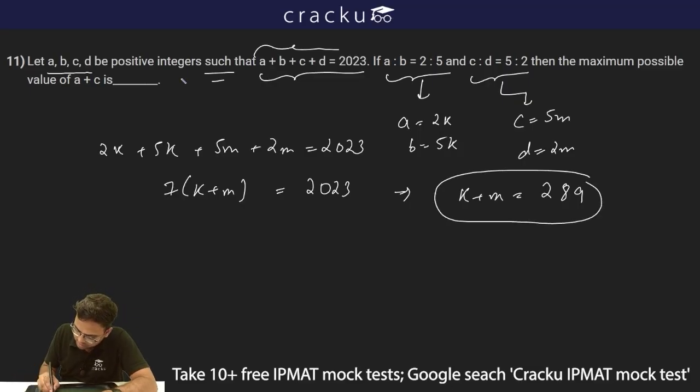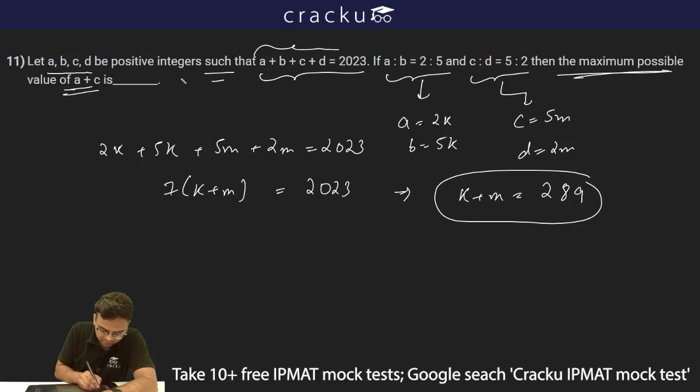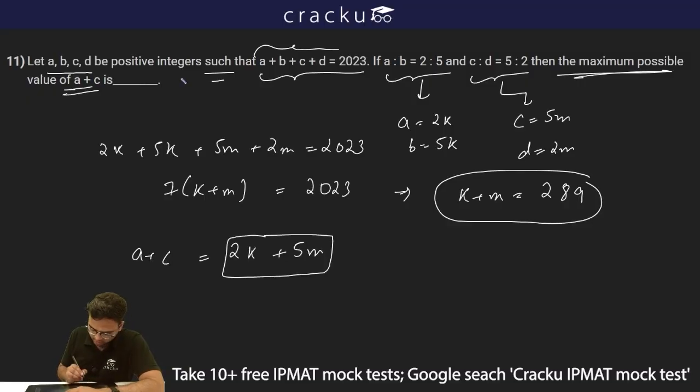We have to find out the maximum possible value of a plus c. So it is asking for the maximum possible value of a plus c. What is a plus c? A plus c is equal to 2k plus 5m. So this is the value of a plus c. Now if we see, the multiplying factor of m is basically higher than the multiplying factor of k. 5 into m plus 2 into k. Multiplying factor of m is much greater than multiplying factor of k.